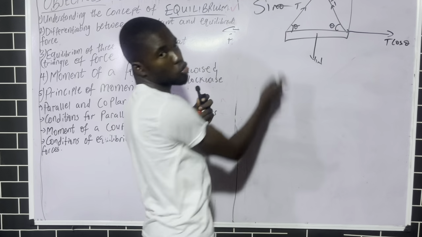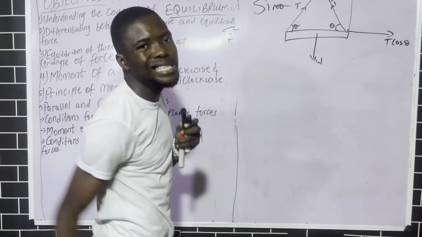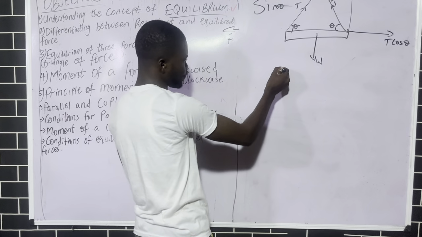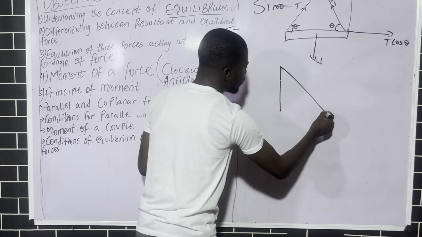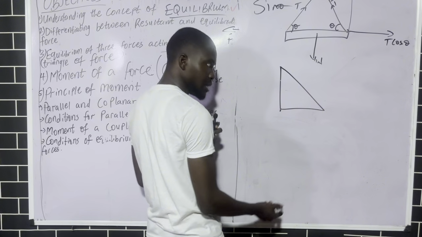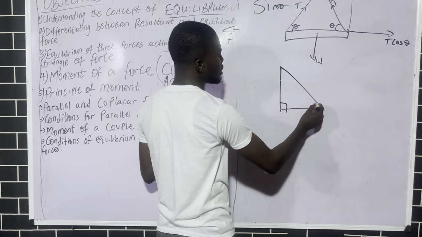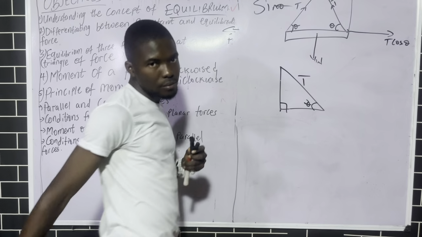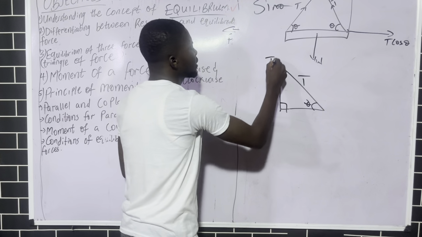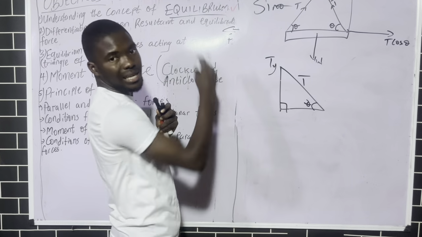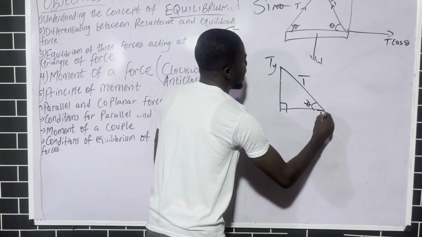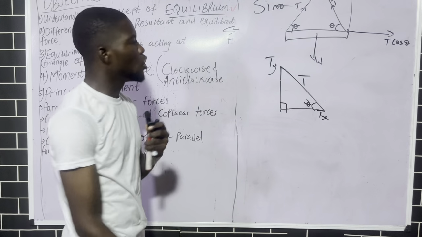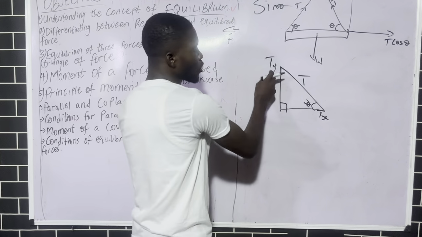I just showed you resolution of forces. How do we get this? Let me show you. This is how they got it. This is a right angle triangle. This is the angle, theta. If this is my T, the tension, this is my Ty, which means tension in the vertical direction. This is my Tx, which means tension in the horizontal direction. So using SOHCAHTOA, I want to get Y first.